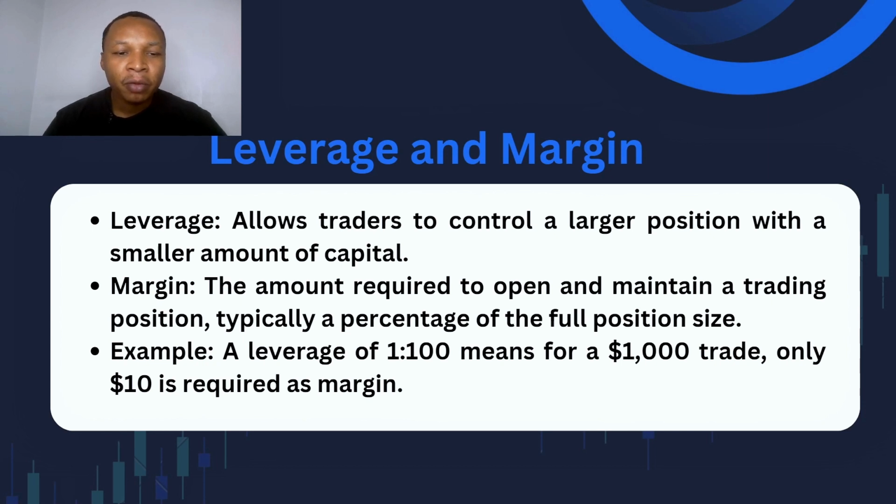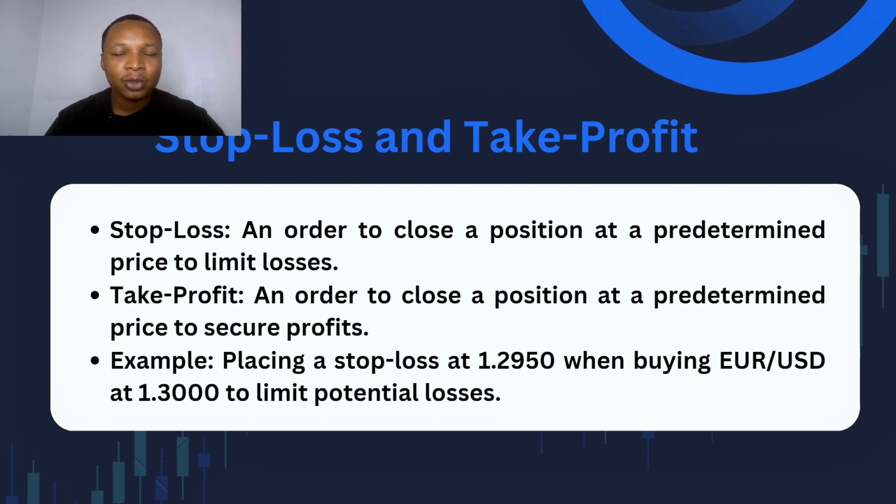Okay, so the minimum amount that is required for you to open or maintain a trading position in a $1,000 trade with a leverage of 1:100 is $10. Okay, and like I promised, you're going to get the hang of this as we continue. All right, you can watch the video over and over again and you're going to get a good understanding of this. All right, now the next concept I want to explain is stop loss and take profit.